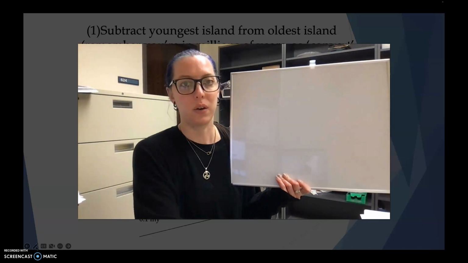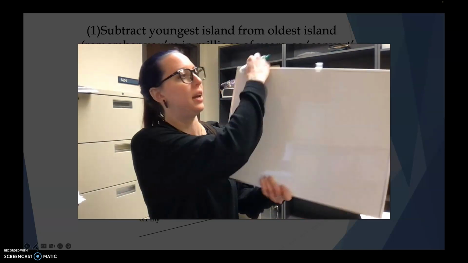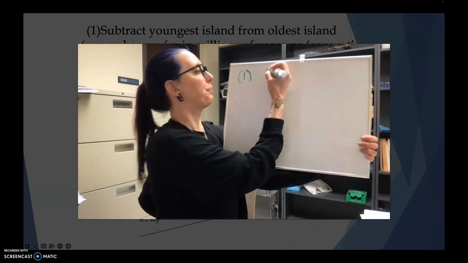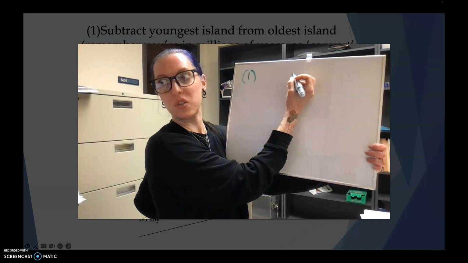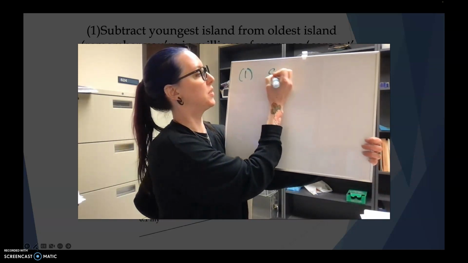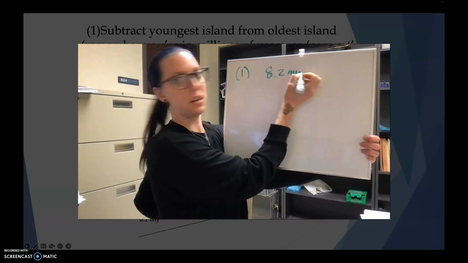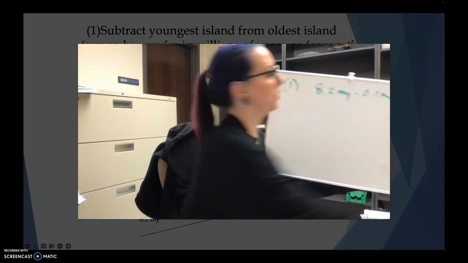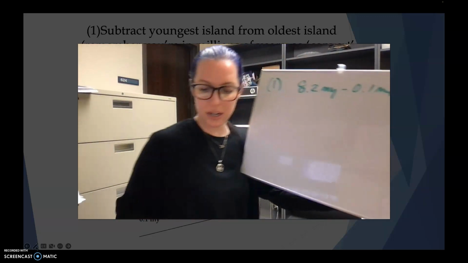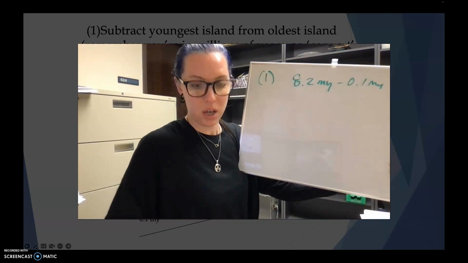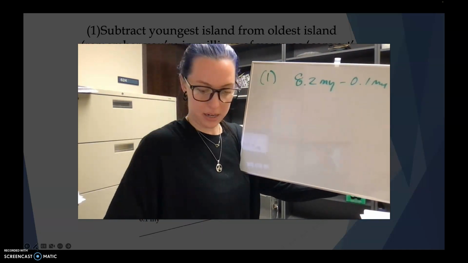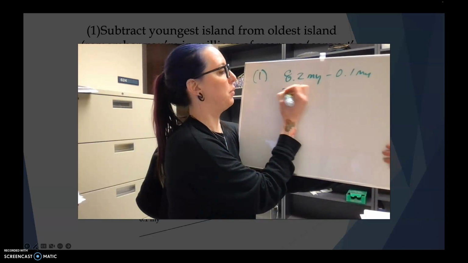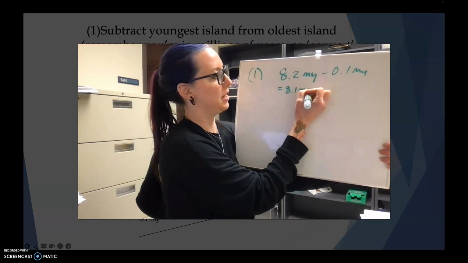And see how I can get a way that will work here. Okay, so we have step one, which is to subtract our youngest from our oldest. Our oldest island was 8.2 million years minus 0.1 million years. If we do that calculation, you won't need any fancy calculator, you can just use your phone. Even though I can do this in my head, 8.2 minus 0.1 is equal to 8.1 million years.